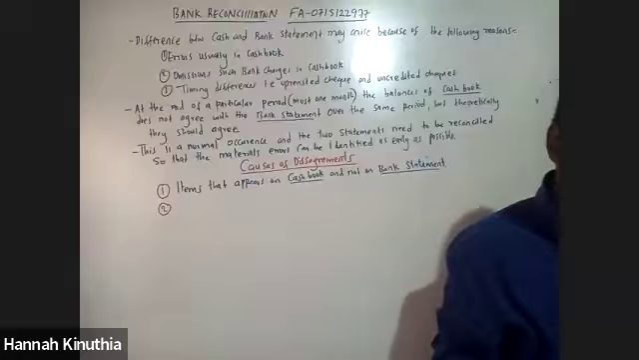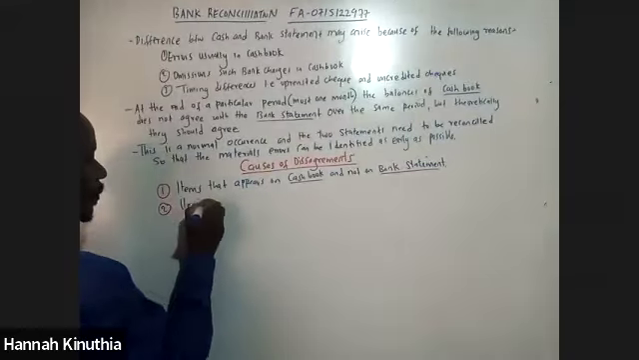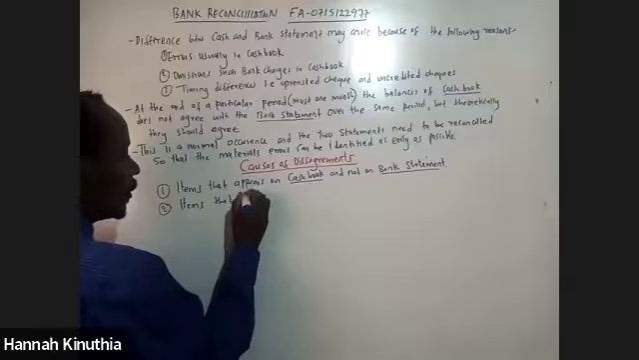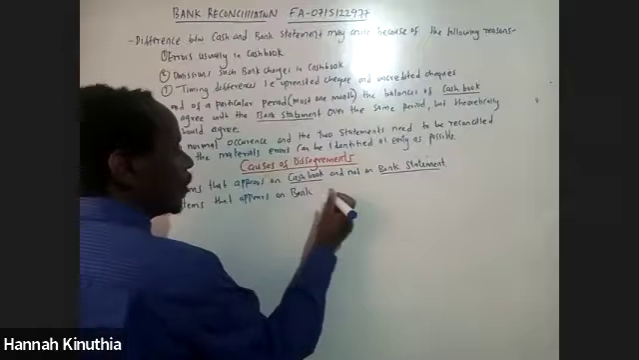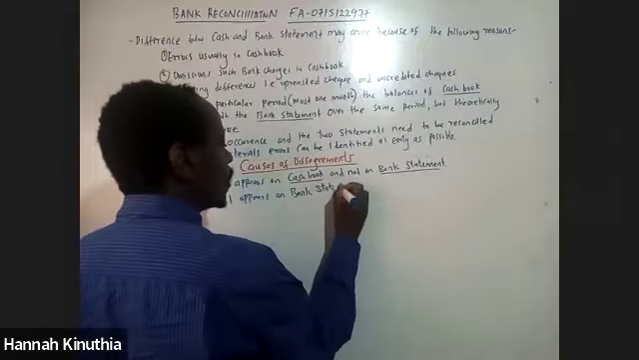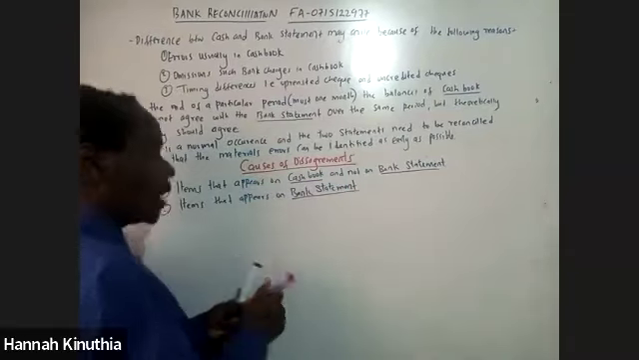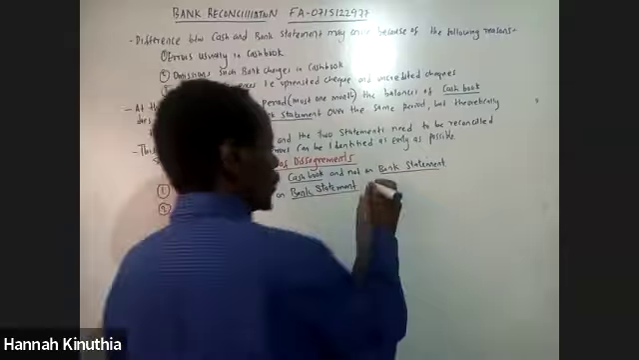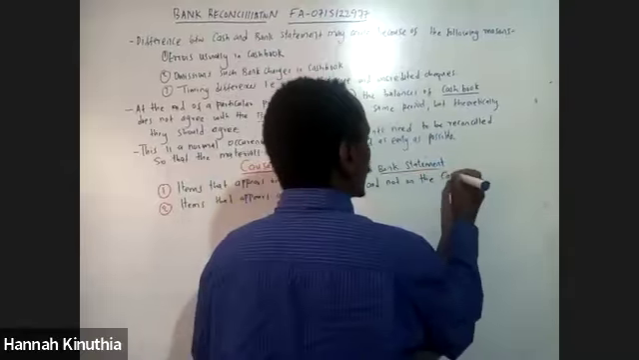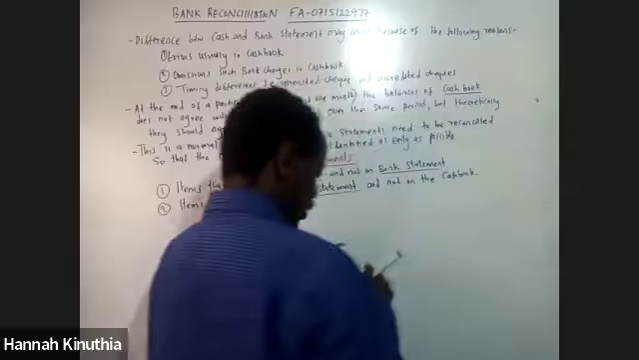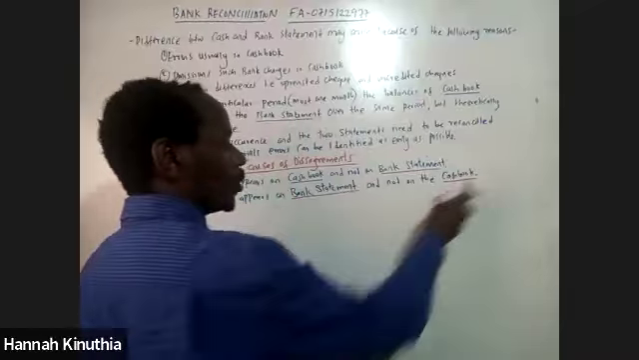Number two, items that appear on the bank statement but not on the cash book. You find items that are on the bank statement but not on the cash book, so you also need to correct them. How do you correct them? If they are missing on the cash book, you make sure they appear on the cash book.